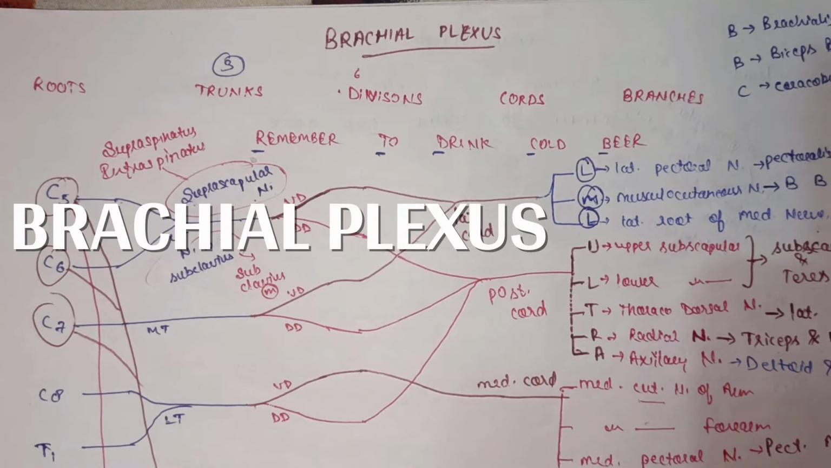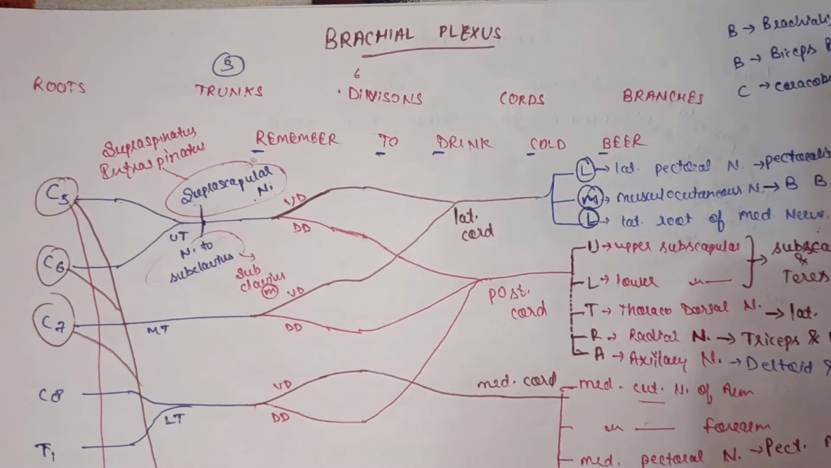Today's video, we will talk about the brachial plexus. And what is the brachial plexus? It is a network of nerves which supplies the upper limb. And in the brachial plexus, we have to learn the 5 major points. What are the 5 major points?